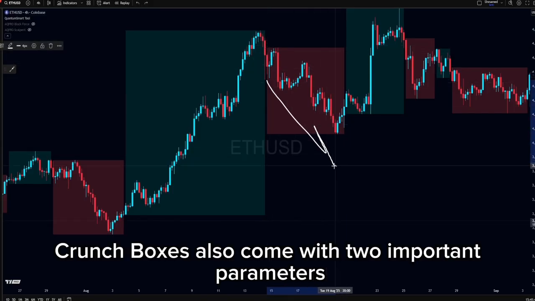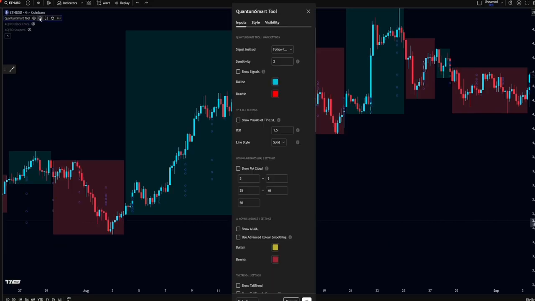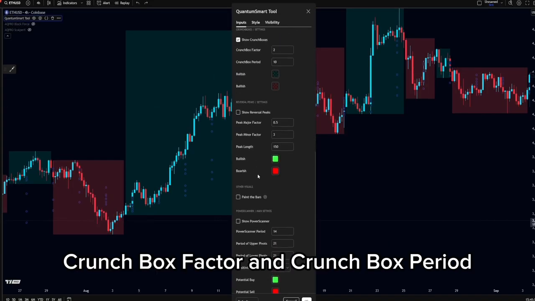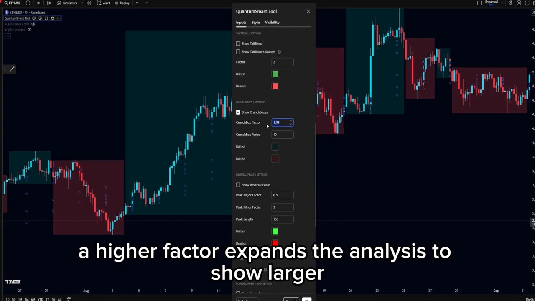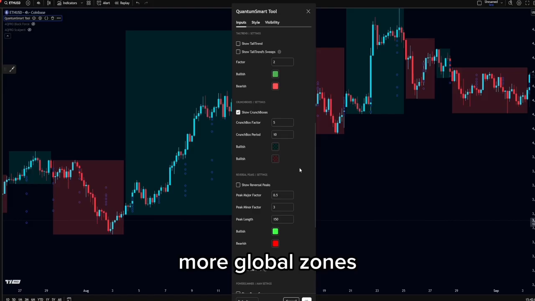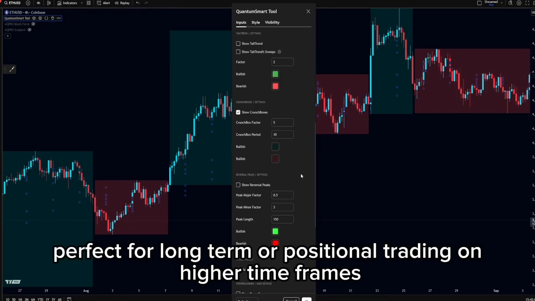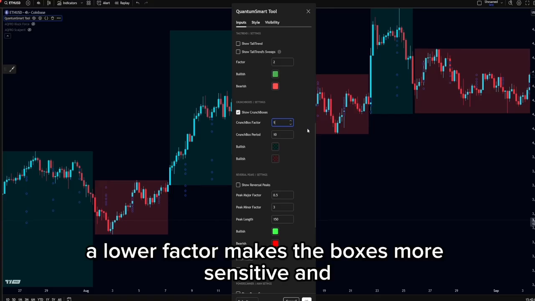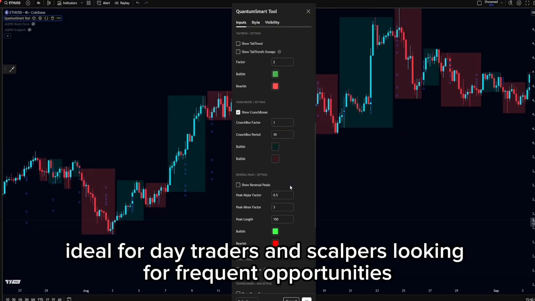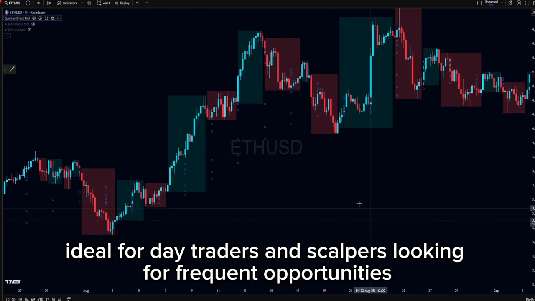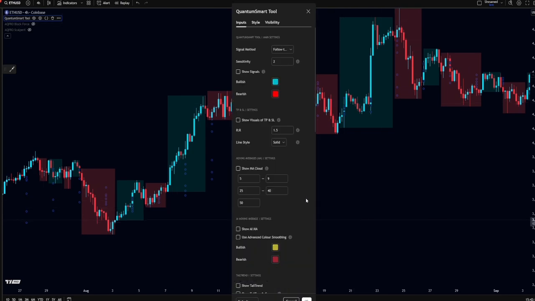Crunch boxes also come with two important parameters: crunchbox factor and crunchbox period. The crunchbox factor adjusts the scale and strength of the zones. A higher factor expands the analysis to show larger, more global zones, perfect for long-term or positional trading on higher time frames. A lower factor makes the boxes more sensitive and responsive to short-term movements, ideal for day traders and scalpers looking for frequent opportunities.